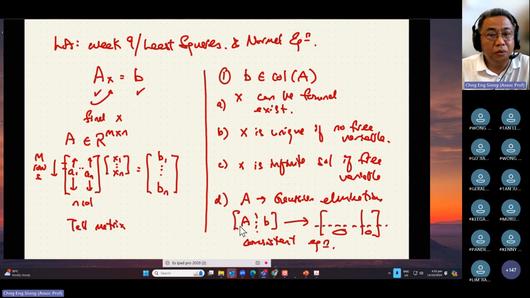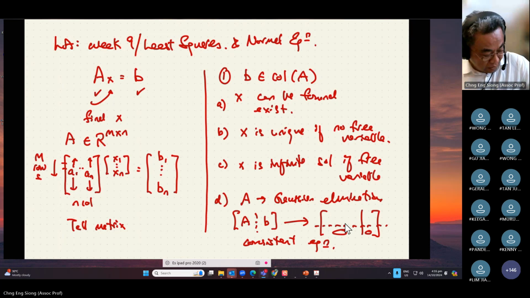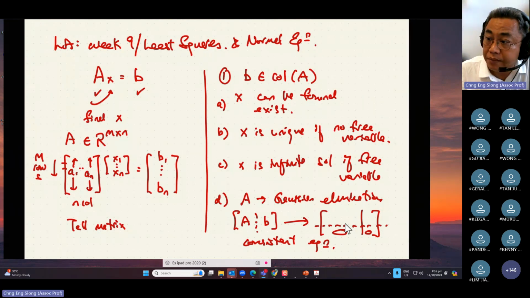Okay, so you realize that even in this very, very simple example of a tall matrix, we have to draw so many different conclusions. Okay, let's do the second one now.